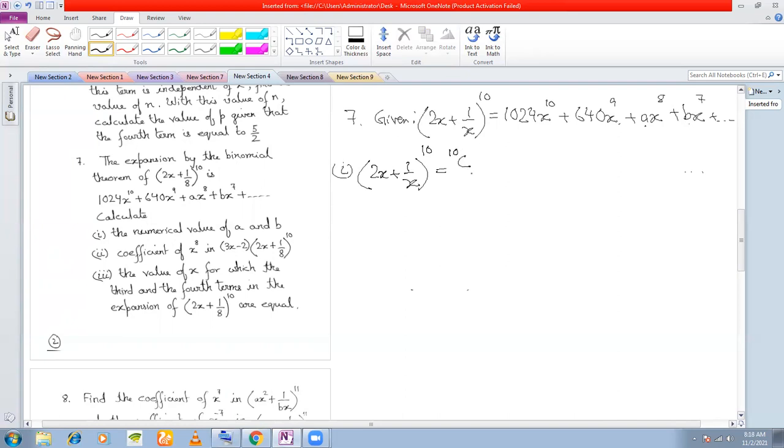So nCr, nC0, a to the power of n into x to the power of 0. This will, if you see, this will give you this term, right? Because the coefficient is x to the power of 10. That means we are on the right track.